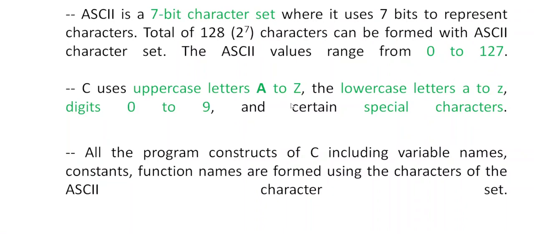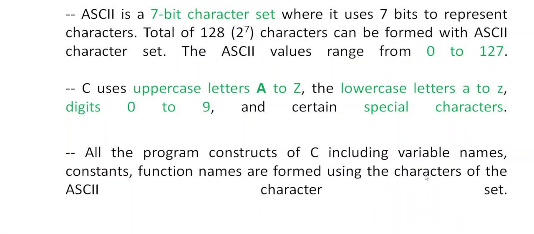So C uses uppercase letters and lowercase letters. That means it differentiates uppercase and lowercase letters, so C is case sensitive. It uses digits 0 to 9 and also some special characters. All these require representation, and it uses 7 bits to represent these characters.